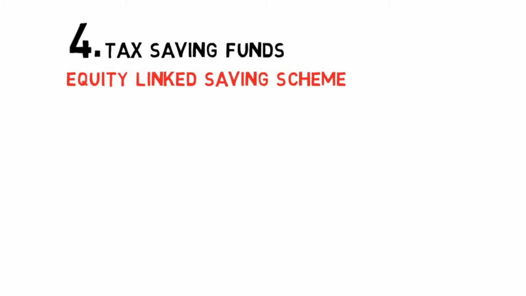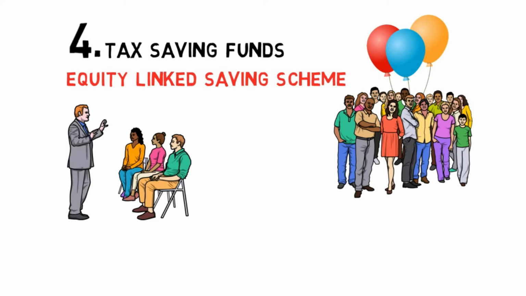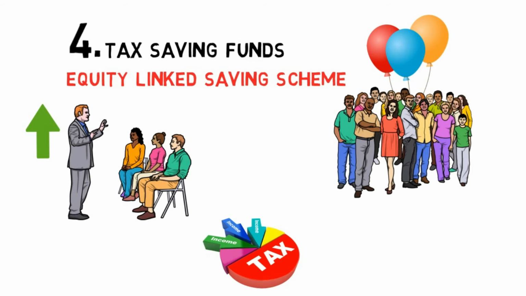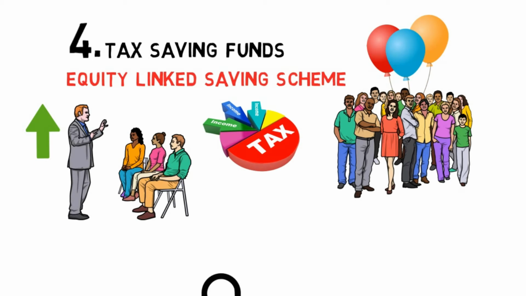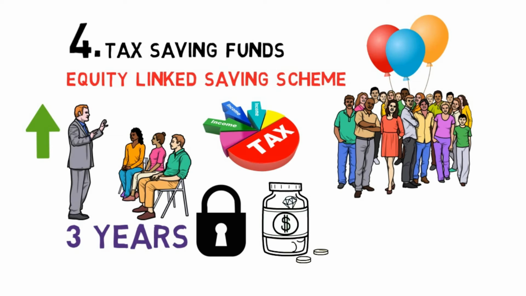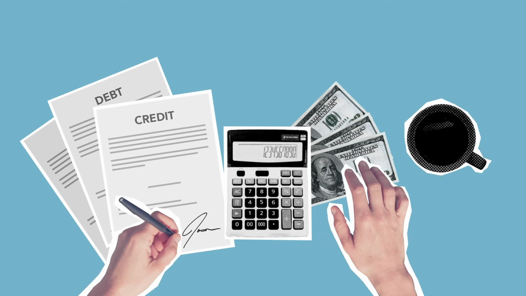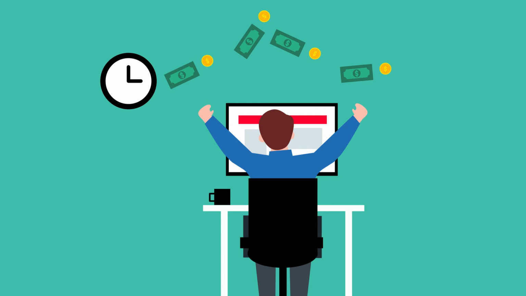Equity linked saving scheme over the years have climbed up to the ranks among all categories of investors. Not only do they offer the benefit of wealth maximization while allowing you to save on taxes, but they also come with the lowest lock-in period of only 3 years. Investing predominantly in equity and related products, they are known to generate non-tax returns in the range of 14 to 16%. These funds are best suited for salaried investors with a long-term investment horizon.